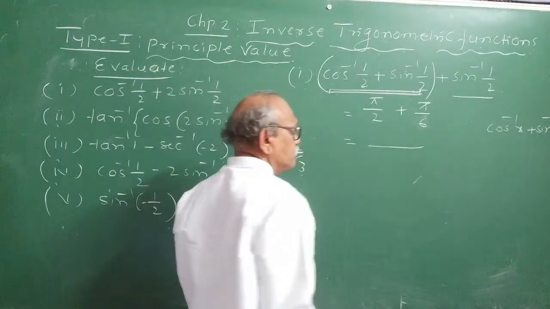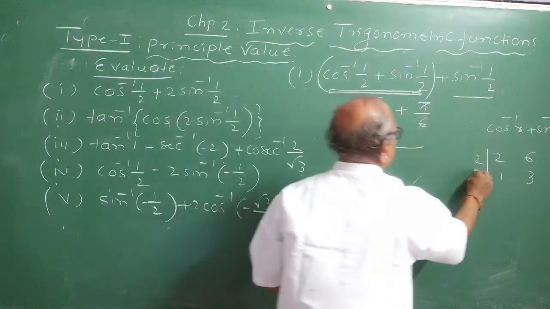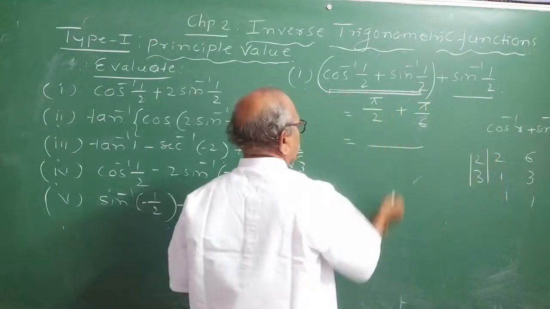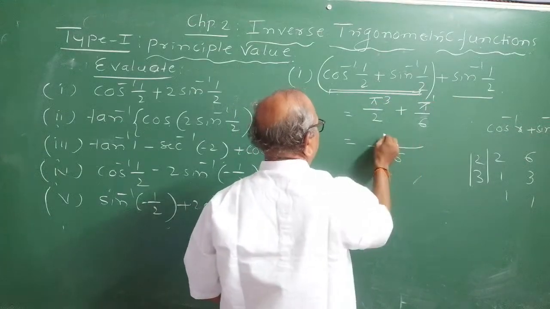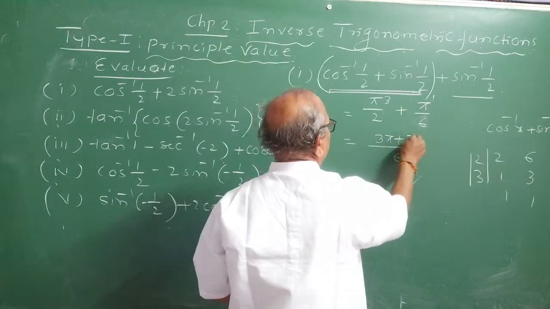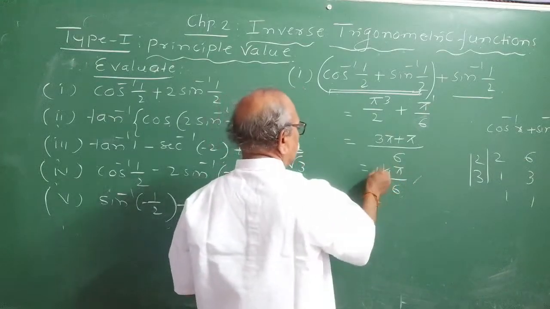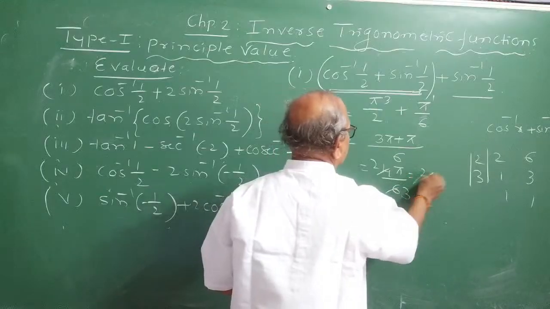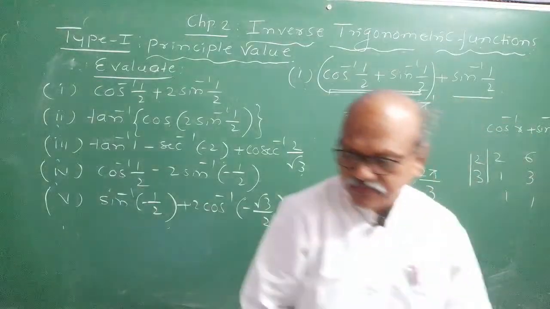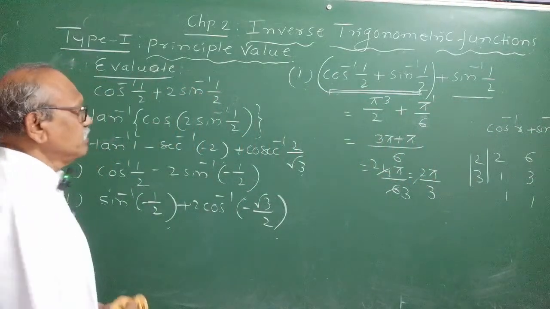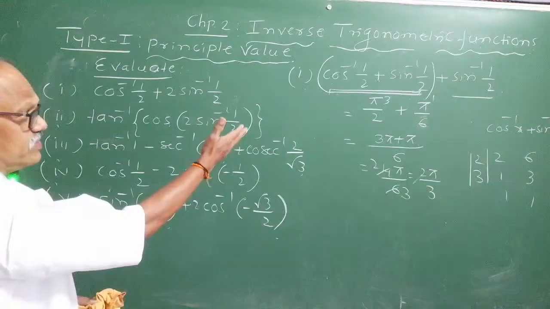Take LCM. LCM of 2 and 6 will be 6. 2 threes are 6, 1 sixes are 6. 3 pi plus pi becomes what? 4 pi by 6. You can simplify further. 2 twos are 4, 2 threes are 6. You are getting the answer 2 pi by 3. Improve your calculation skills, writing the principal values. I hope you understood this.